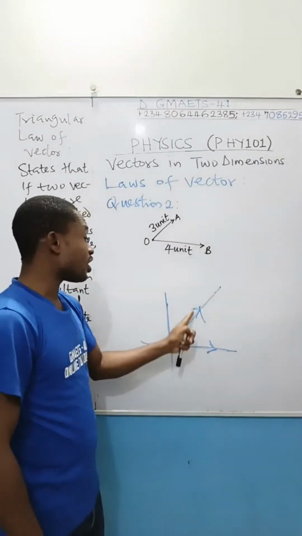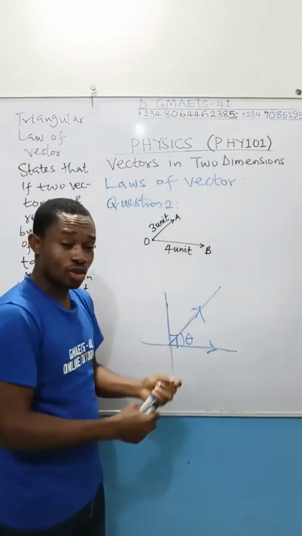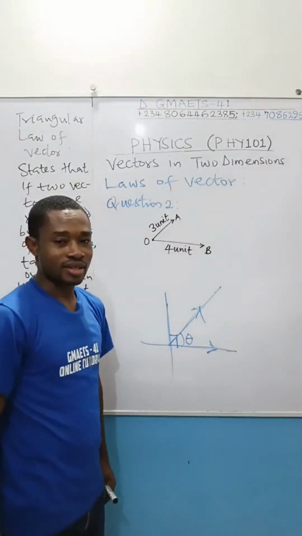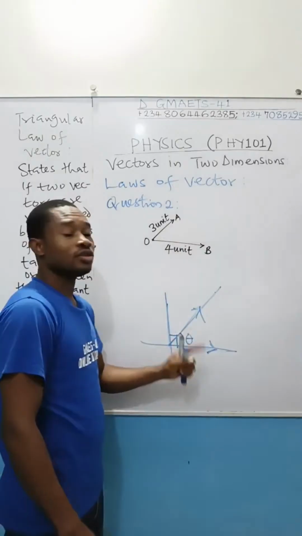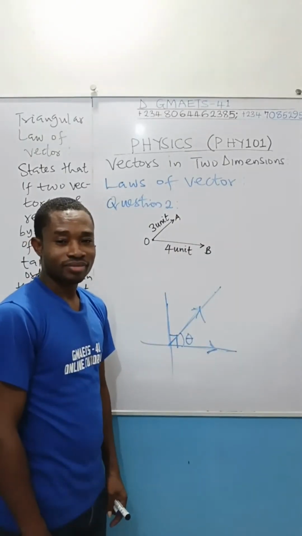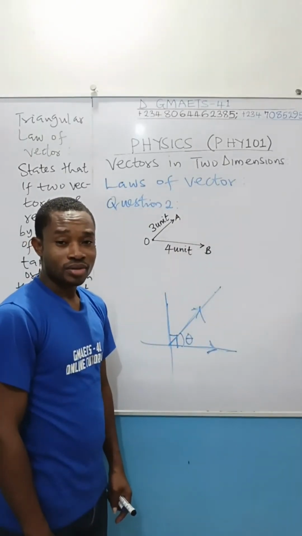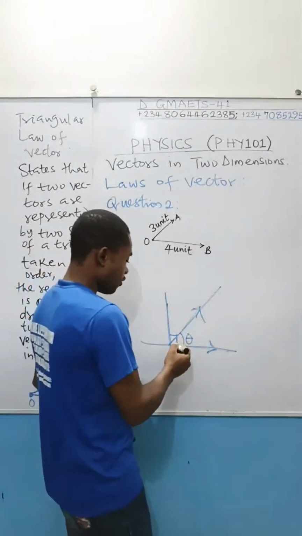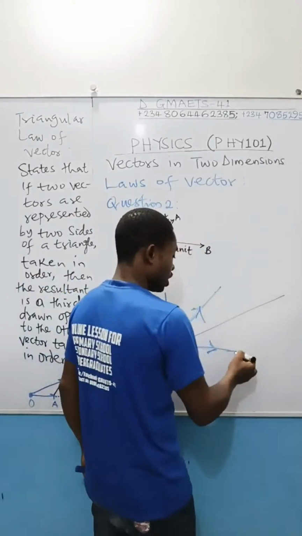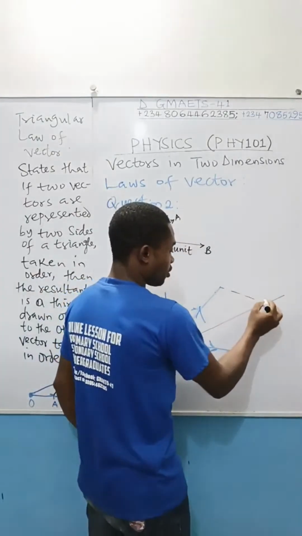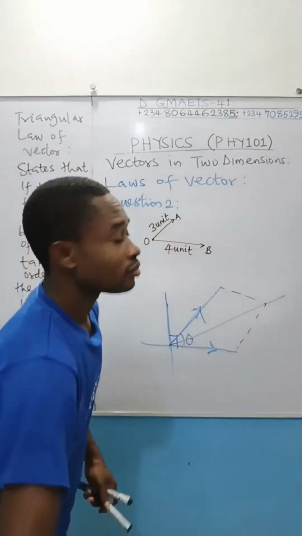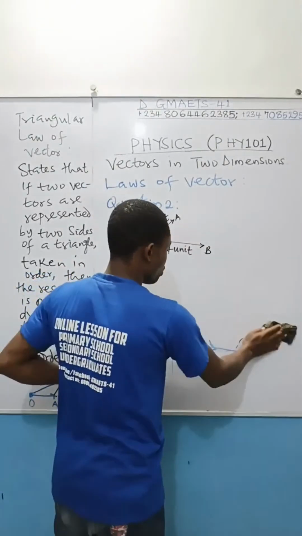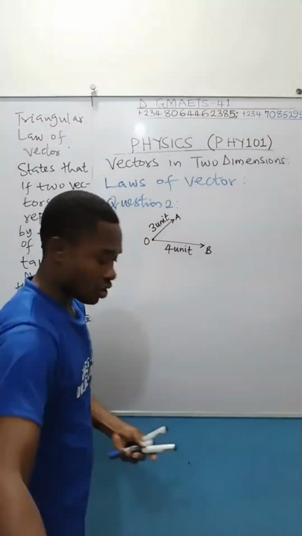Because these two vectors are not at 90 degrees to each other, you cannot use Pythagoras theorem to solve it. Rather, you use your parallelogram law of vector. All you have to do from this point of intersection, take your diagonal, complete your parallelogram, and then solve. But anyway, let's go straight. No need of going back to the Cartesian stuff.